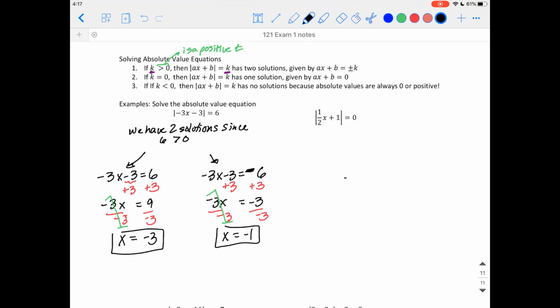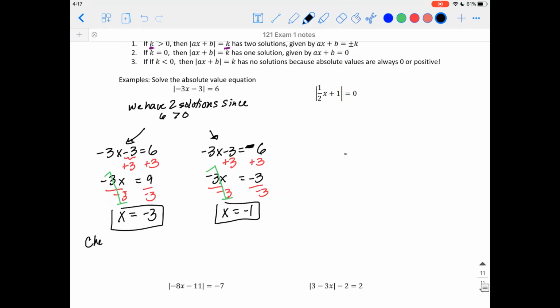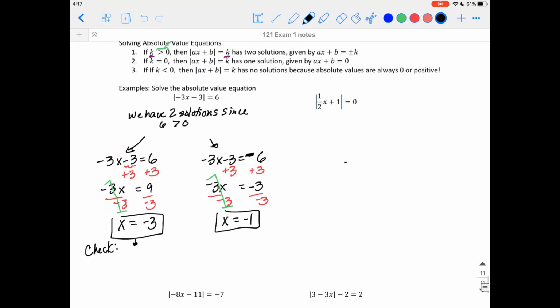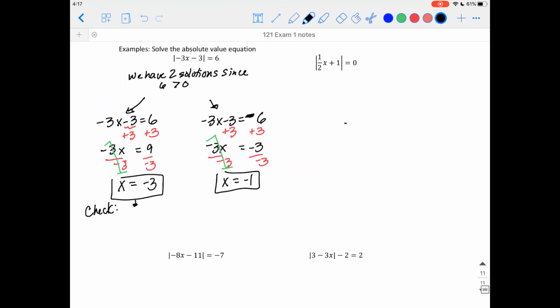Now, if I don't want to check it graphically, I can check it algebraically just by substituting. So let's check. So for this answer right here, it would be the absolute value of negative 3 times negative 3. So negative 3 times negative 3 is positive 9. 9 minus 3 is 6. And then the absolute value of 6 is in fact 6. So that's true. And then for the next one, I think I'm going to do it a little bit more clear here. So it's going to be negative 3 times 1, which is negative 3.